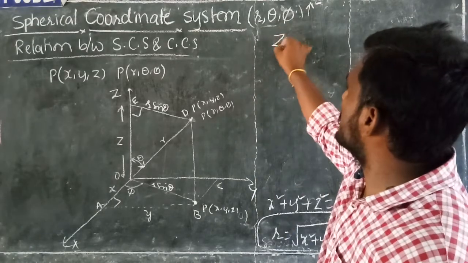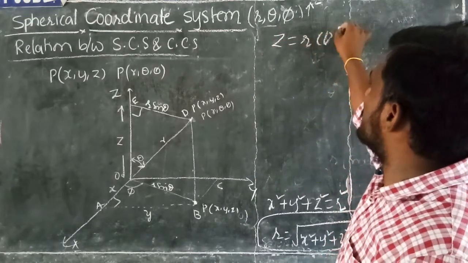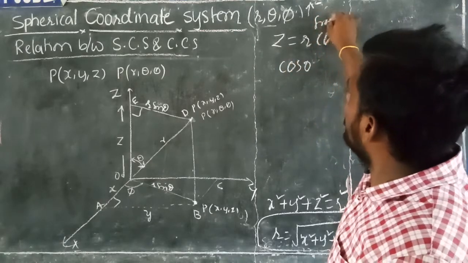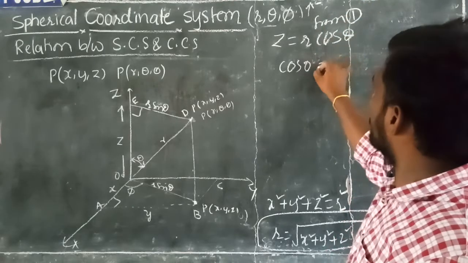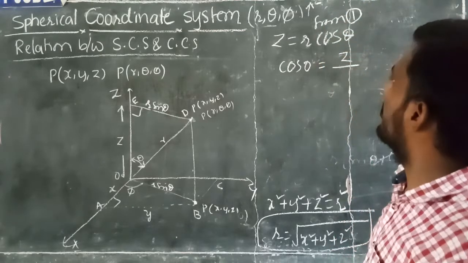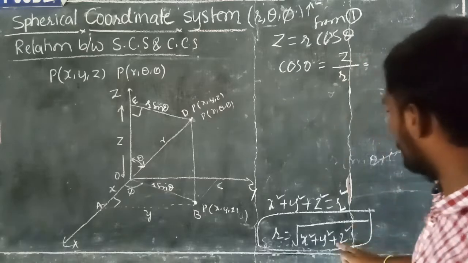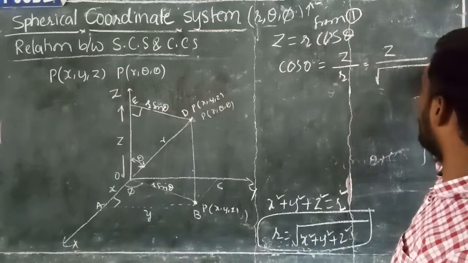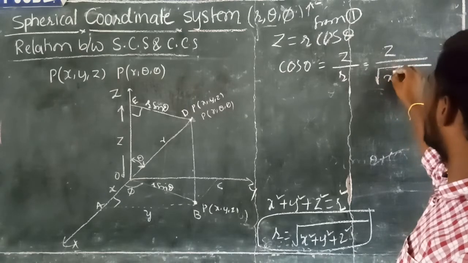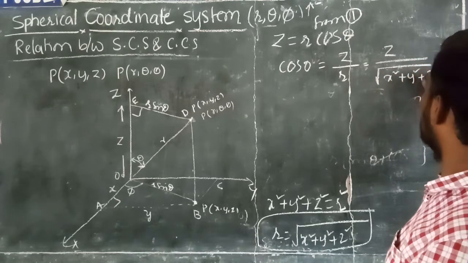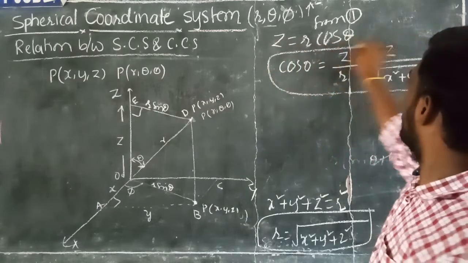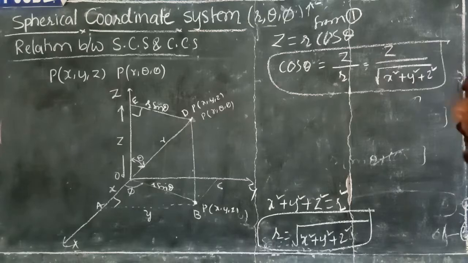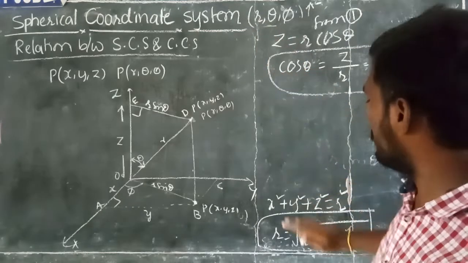from equation 1. What is equation 1? Equation 1 is z is equal to r cos theta. Cos theta is equal to z by r, where r is equal to under root of x square plus y square plus z square, so theta is equal to cos inverse of z by r. Okay, now we can calculate r comma theta from these 2 equations.